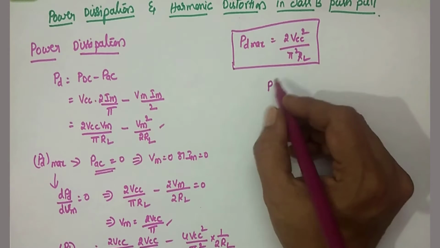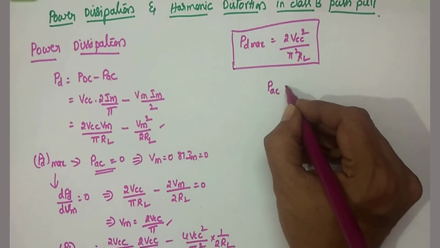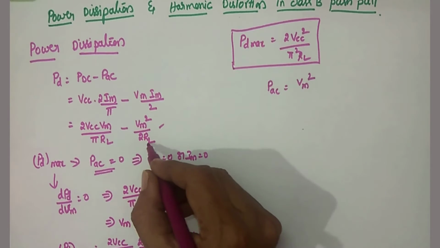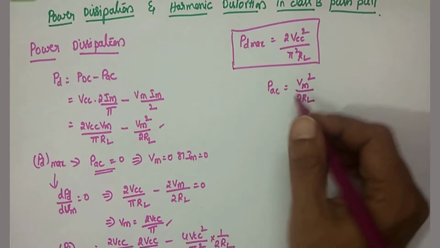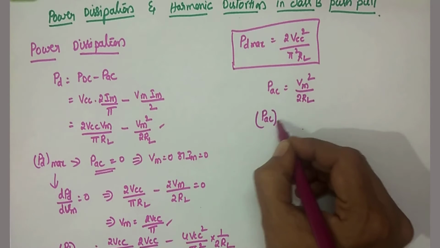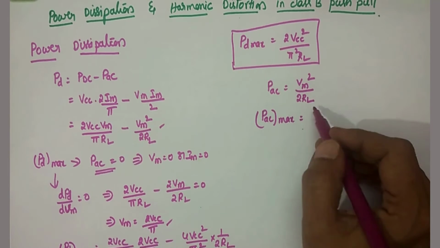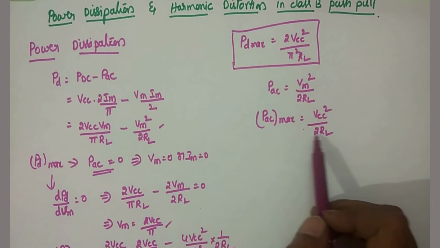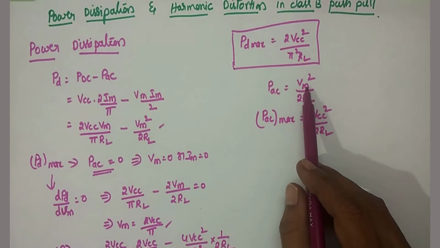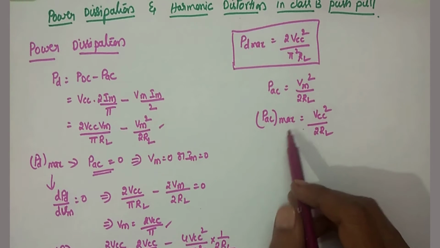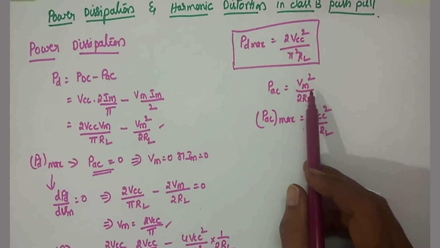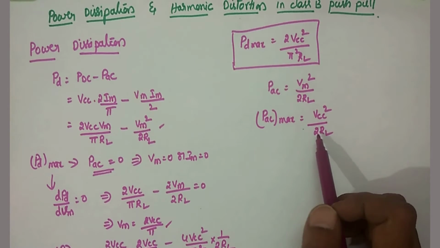Now we'll do some calculations. What is PAC? PAC is Vm square by 2 RL. So you can now write PAC max as VCC square by 2 RL, by assuming maximum swing for Vm. You can verify from the last video, the maximum swing value for Vm is VCC. So PAC max is VCC square by 2 RL.